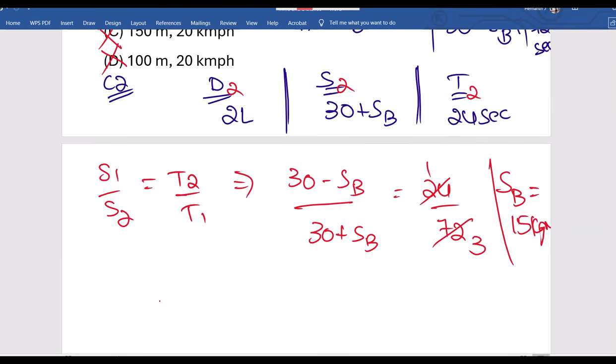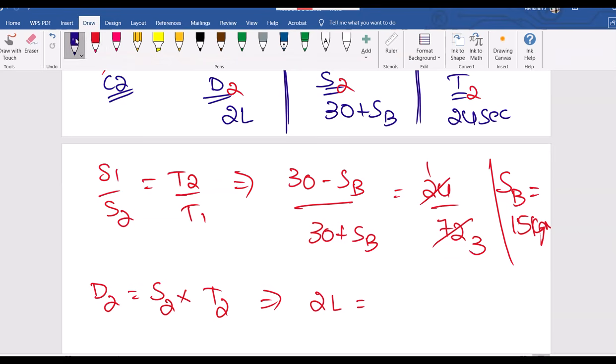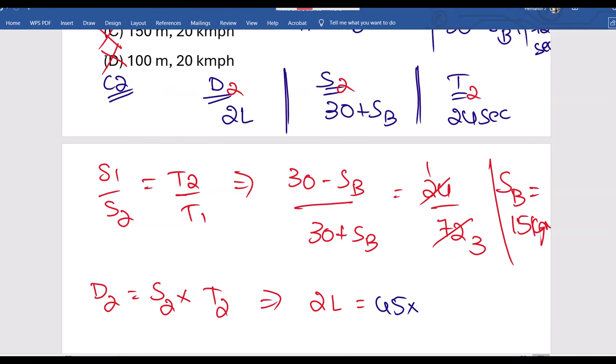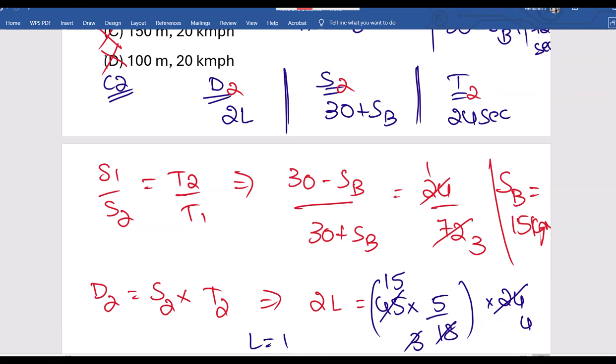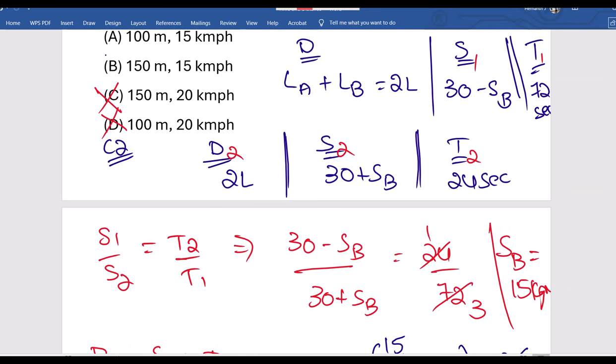You take D2. D2 equal to S2 into T2. D2 is 2L. S2 is 30 plus SB, 45 kilometer per hour, but into 5 by 18. Timing is 24. This is 6, 3 times 6, 4 times 3, 15 times 300. L equal to 150. So the length of the train is 150, speed is 15. Option B.